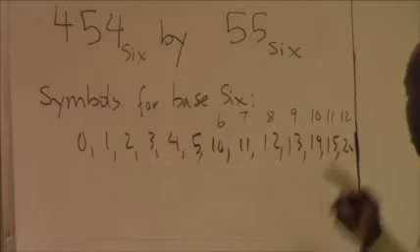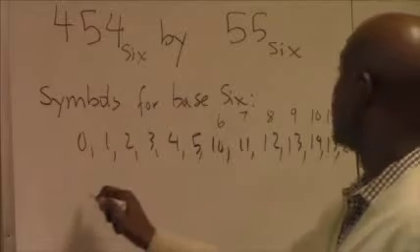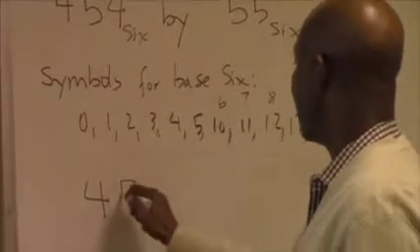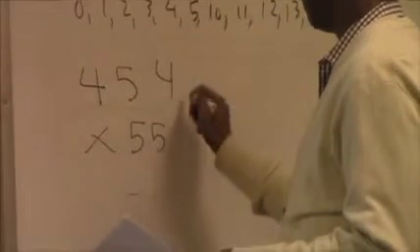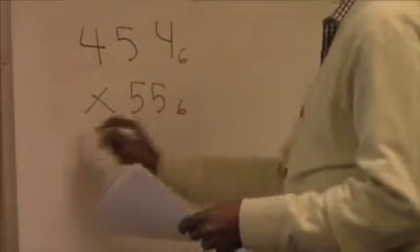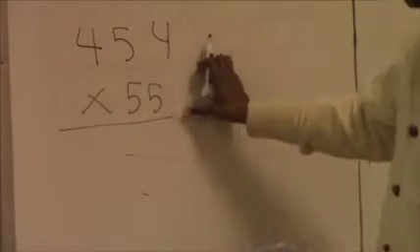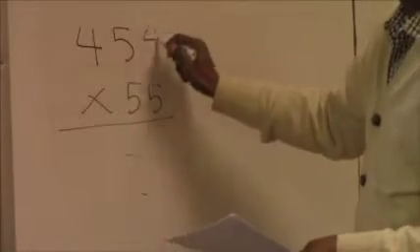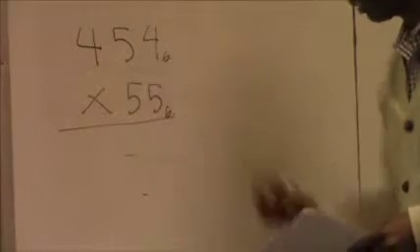All right, 12. Okay, good. 2 and 0. So now let's multiply 454 by 55, each of them in base 6. And so we know that we are dealing with base 6, so I'm just going to forget about writing that 6 under here, but let me just make a tiny 6 here so that we don't get confused.